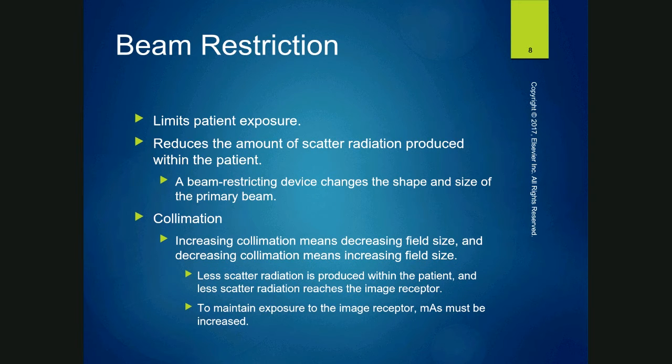All right, slide 8, beam restriction. Beam restriction is basically working on, remember we said there's 2 principles to scatter control. You can change your volume of tissue, or you can change your kVp. If you're leaving your kVp the same, volume of tissue is your thing. And again, you can't control the thickness, so you can control the area. And that's what beam restriction does.